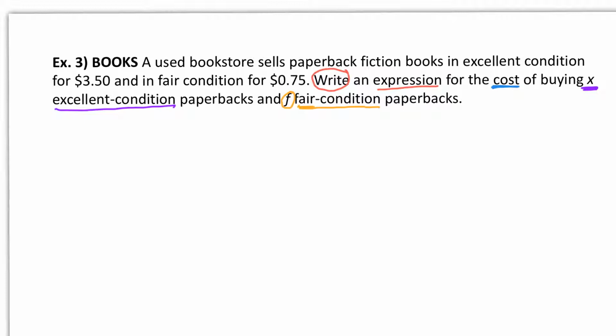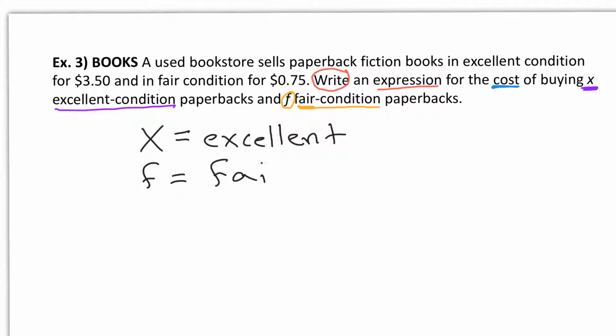So this is, in algebra, how we set up our variables representing something from this example. First of all, I'm going to write the variable X. X is going to equal excellent condition. So we have a book in excellent condition. And F is going to represent fair condition. So first of all, we have our variables, and that's what they tell us. They say to use X and to use F. Sometimes they don't say, so we just have to choose any variable from the alphabet, but they do have X and F.